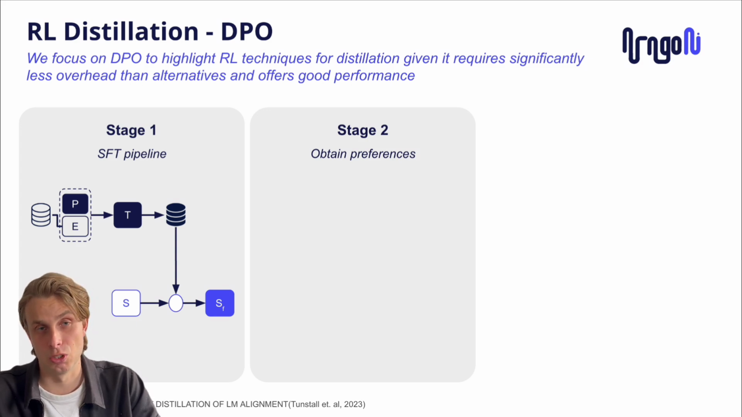Another option, which is used in this DPO process, is to use AI to do this ranking. So let's start with an input and a prompt.